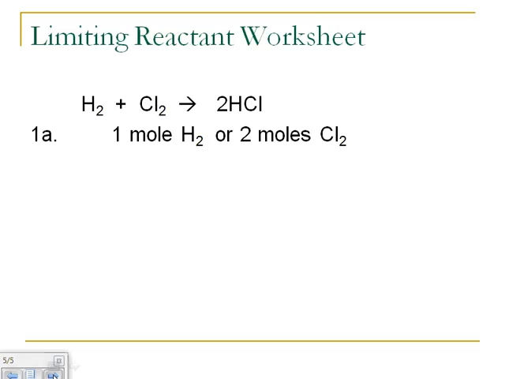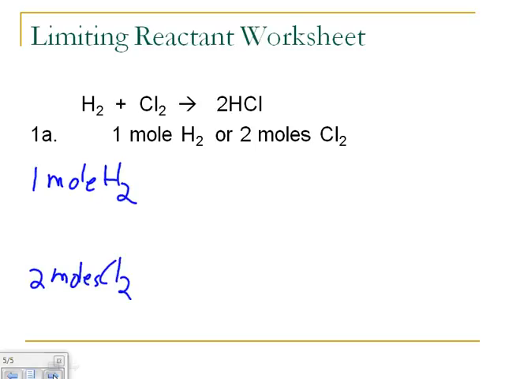Let's take a look at your limiting reactant worksheet. Let's work out problem 1A. Make sure everybody's on the right page, going at this the correct way. Here we have our chemical reaction. It's already balanced for us. That's the first thing you're going to want to check to see if it's balanced. We have 1 mole of hydrogen and 2 moles of chlorine. Question is, which is our limiting reactant? Start out with what we're given. 1 mole of H2. We're also given, in our second setup here, 2 moles of Cl2.